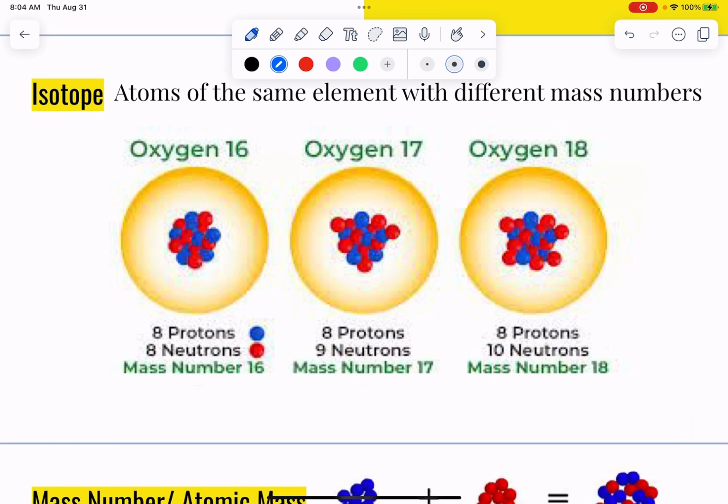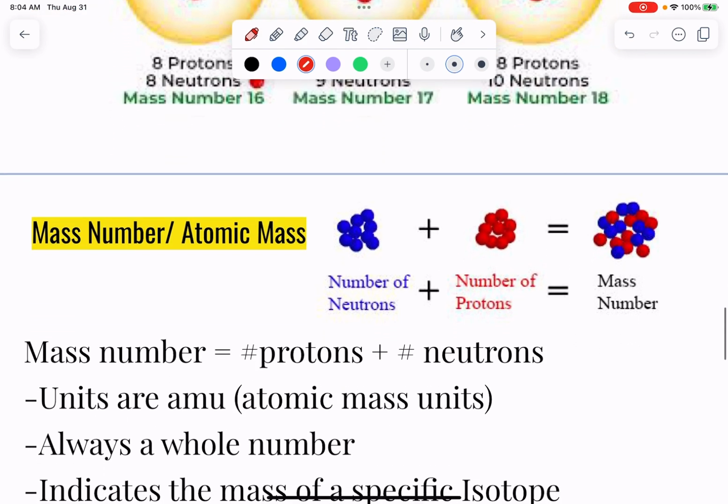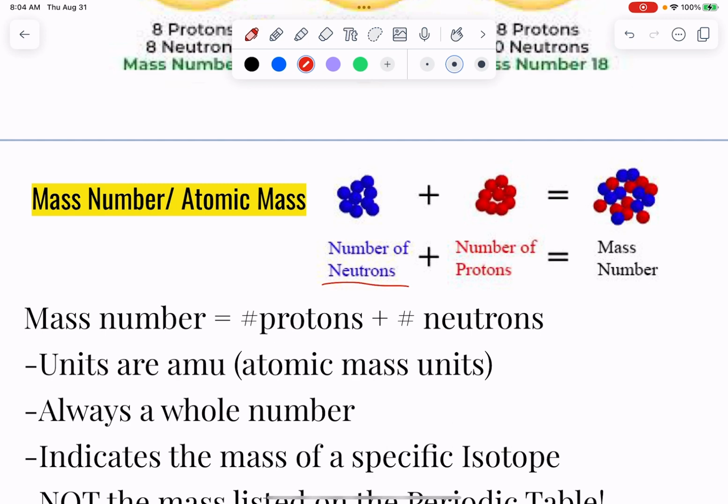Okay, so next we have isotopes. So isotopes are atoms of the same element with different mass numbers. Same element. So earlier we had talked about how neutrons and protons are massive.